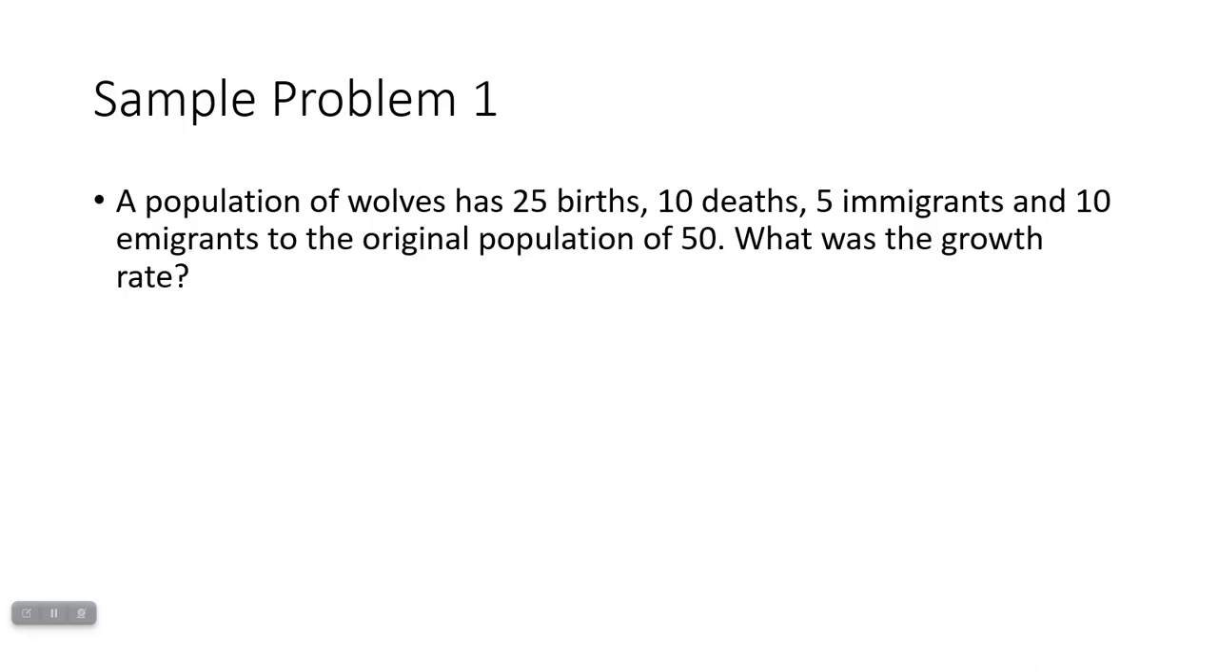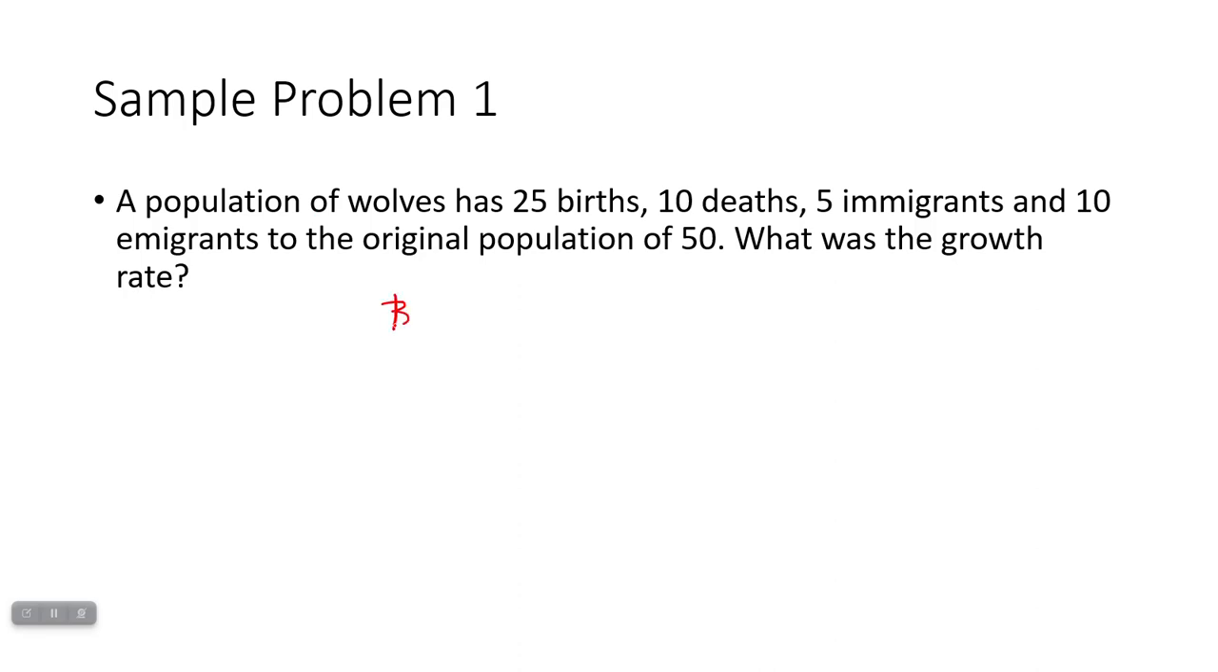All right, so we're going to have sample problems with each of the equations we go over. We'll also practice this math in class. Populations math is not super difficult, so it's a matter of memorizing the equations. So we have a population of wolves that has 25 births, 10 deaths, 5 immigrants, and 10 emigrants to this population, which started out with a population of 50. So what was the growth rate?